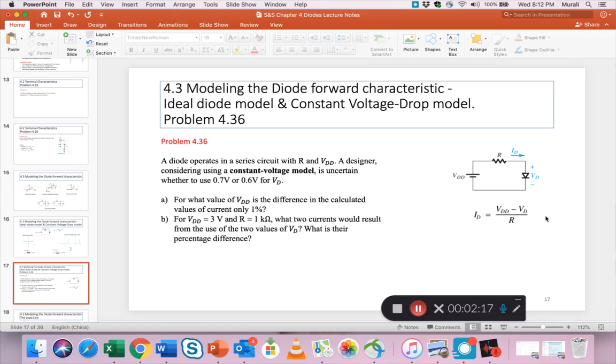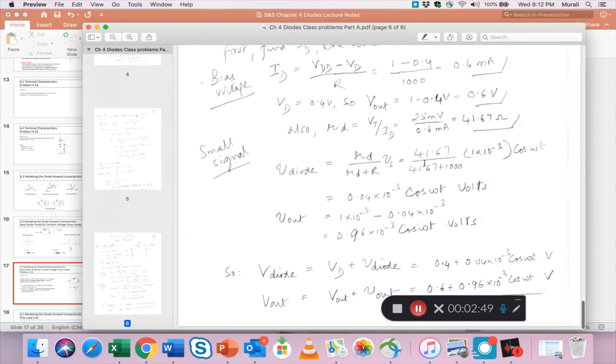So that's part A. Part B, for a given value of VDD, which is 3 volts, and R of 1K, what two currents would result from the use of the two values of VD? So if you use 0.6 with those other values, what would be the current? If you use 0.7, what would be the current, and what's the percentage difference? So it's not too difficult a problem. Let's look to see how it is solved.